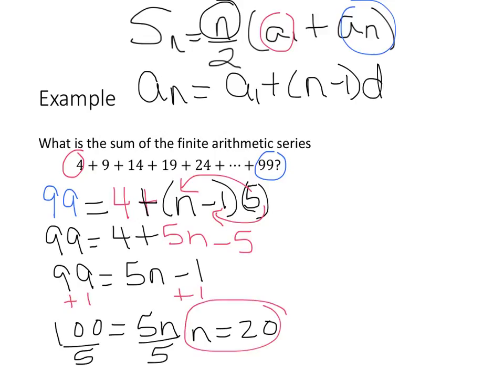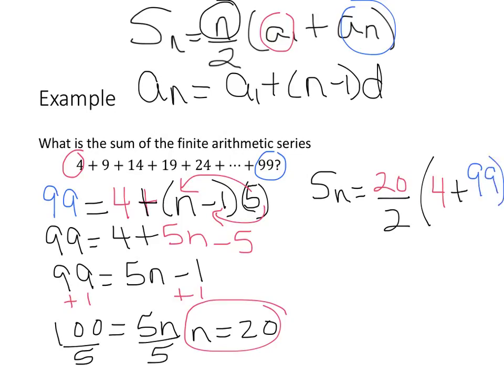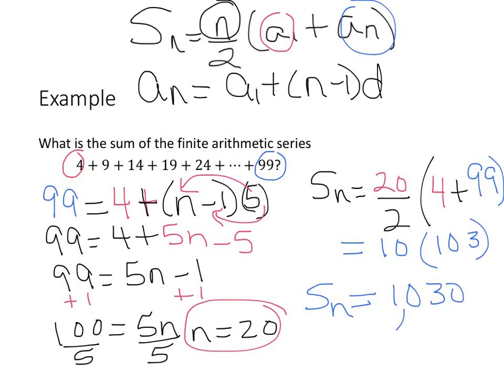Now to find the sum, all I have to do is plug that information in. I have 99 is the 20th term, so I plug that in. And then I'm going to plug in my first number, which is 4, and my last number, which is 99. Now all I've got to do is do the math. 20 over 2 is 10, and 4 plus 99 is 103. So the sum of this series is going to be 1030.